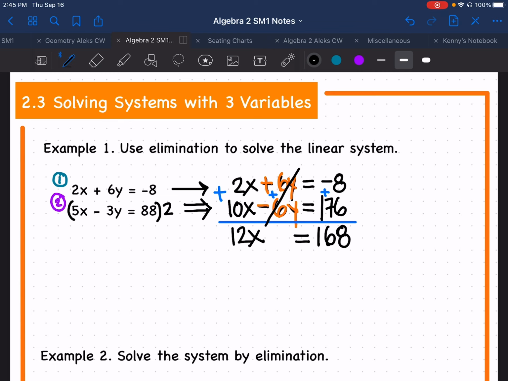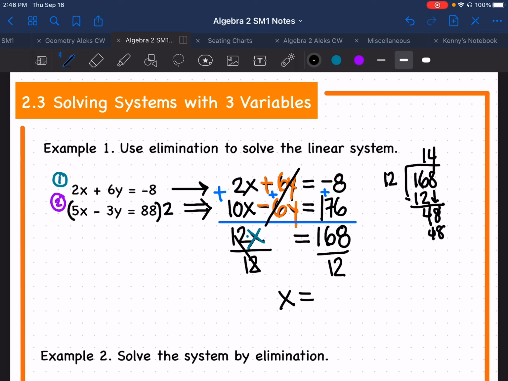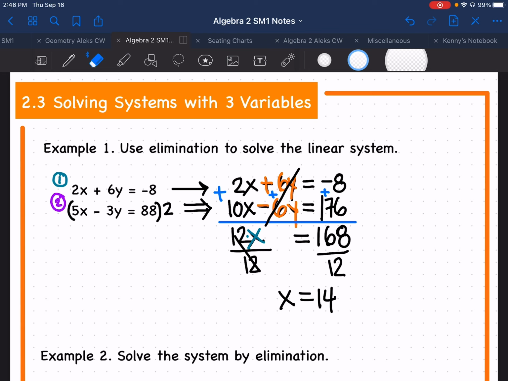Okay, now I can go ahead and solve for my variable x. Remember, there's multiplication hiding in between, so we're simply going to go ahead and divide by 12. And once again, I forgot my calculator, so let me do this longhand over here. Let's see, 12 goes into 16 one time, which leaves me 4. Bring down the 8, 12 goes in there 4 times, 48, which is 0. So my answer is going to be x equals 14.